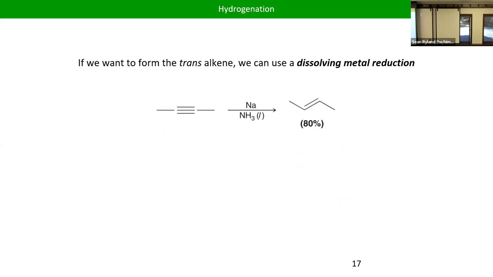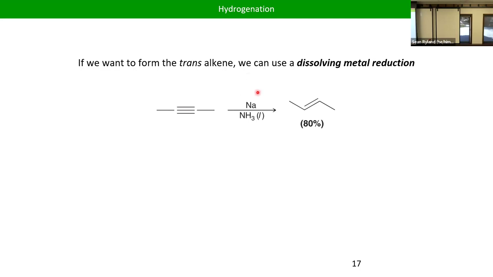If we can make a trans alkene, but we have to use a very different and very, very nasty reaction, which is called a dissolving metal reduction, where we once again can't have any water present. And it still doesn't even give great results as far as the yield goes. So you only have a yield of 80%.